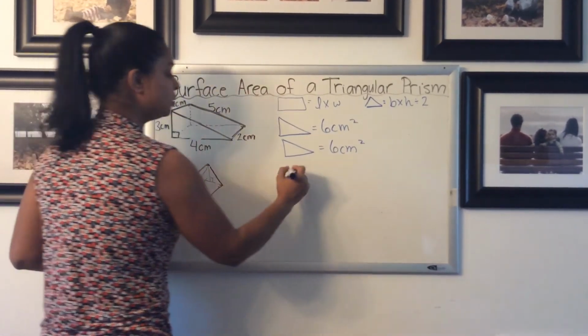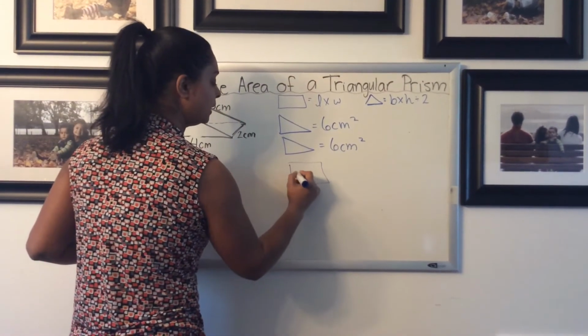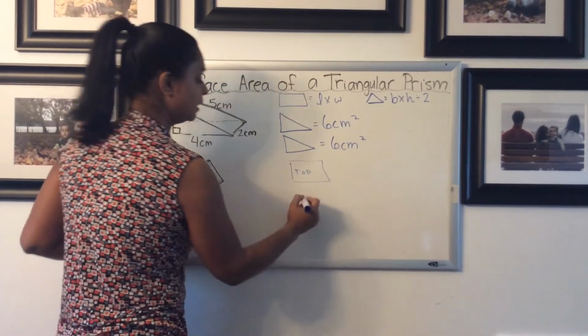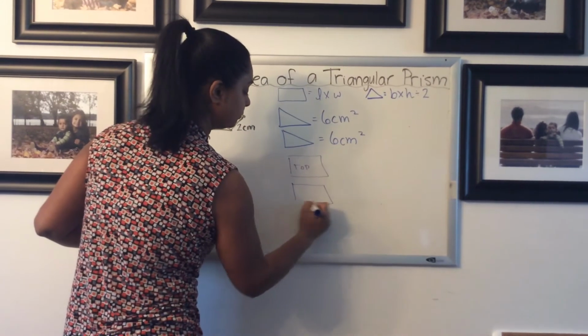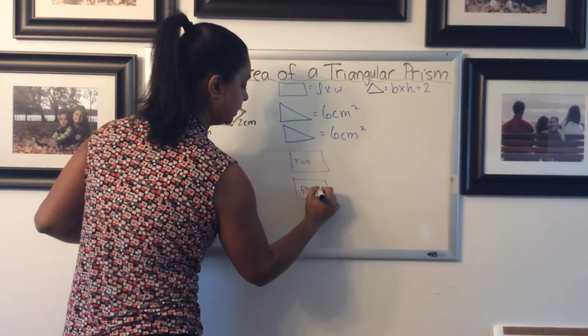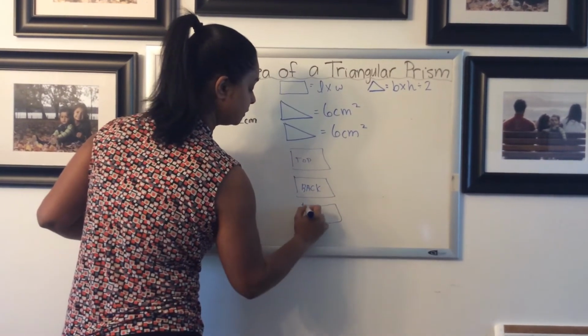Now my rectangles may not necessarily be matching, so I've got to work with each rectangle individually. So let me do the top. I like to write it all out, like I said. And then I'll do the back here. And then I'll do the bottom rectangle.